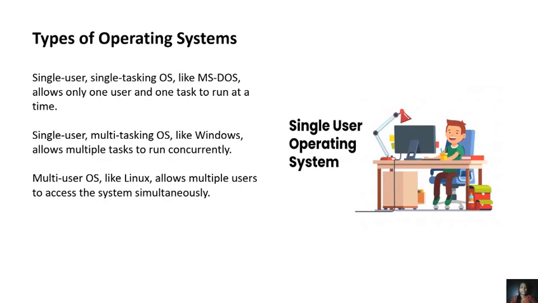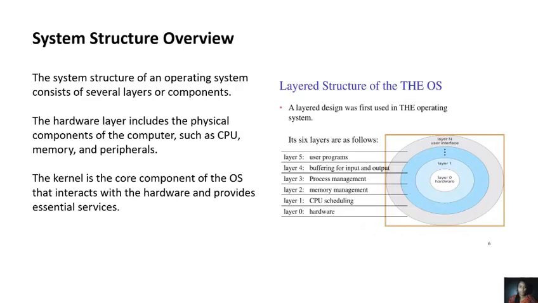Types of operating system. Single user, single tasking OS like MS-DOS allows only one user and one task to run at a time. Single user multitasking OS like Windows allows multiple tasks to run concurrently. Multi-user OS like Linux allows multiple users to access the system simultaneously.